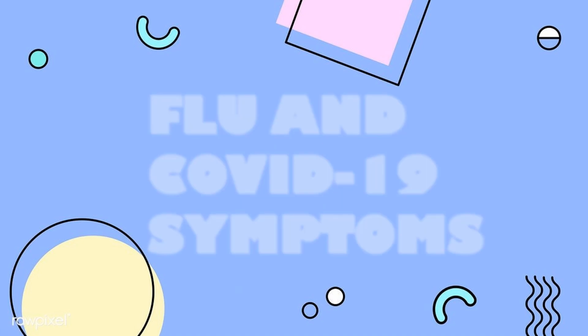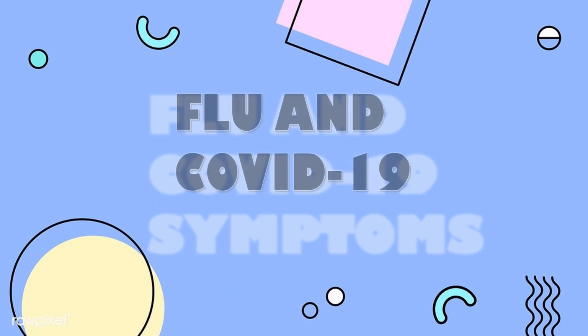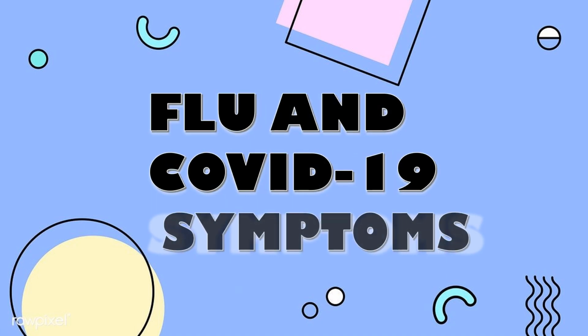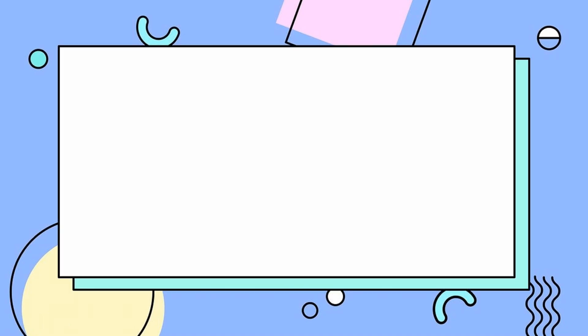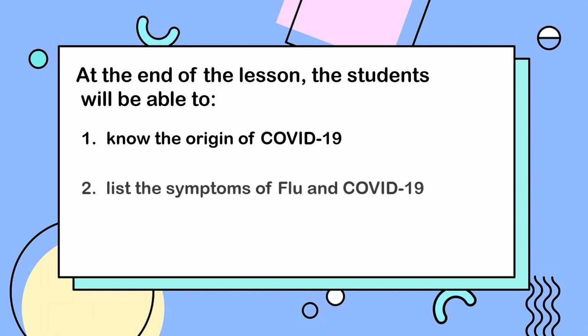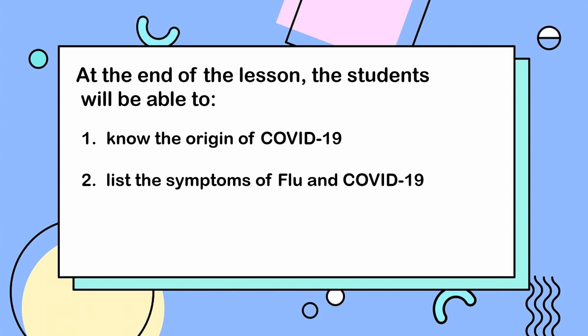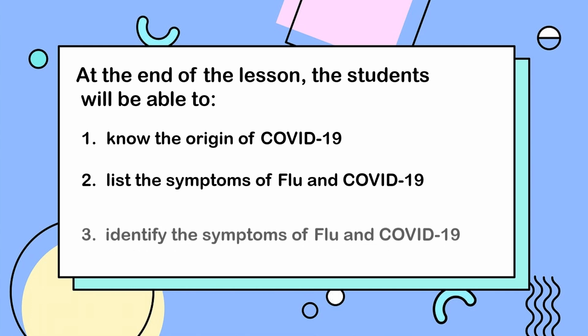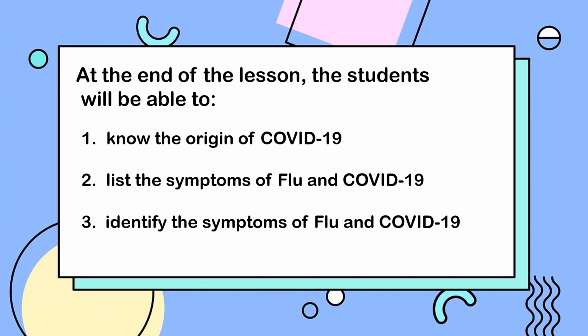Today, we are going to learn about flu and COVID-19 symptoms. At the end of the lesson, the students will be able to: 1. Know the origin of COVID-19. 2. List the symptoms of flu and COVID-19. 3. Identify the symptoms of flu and COVID-19.